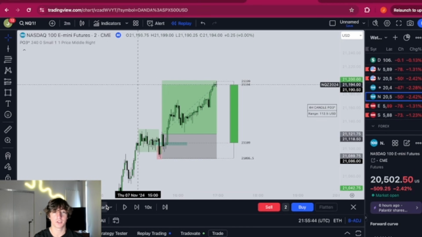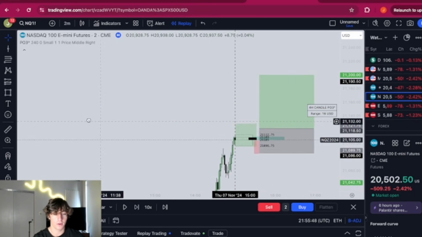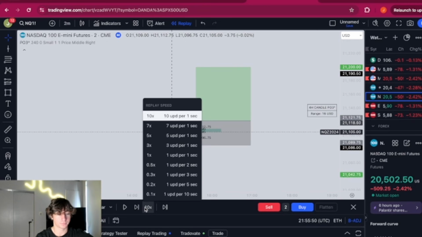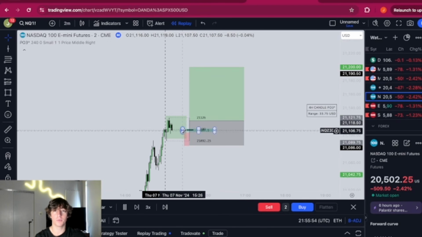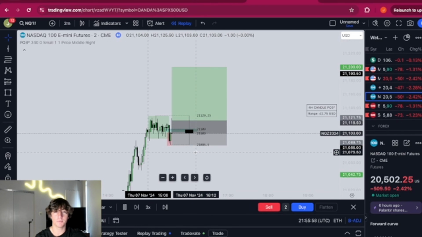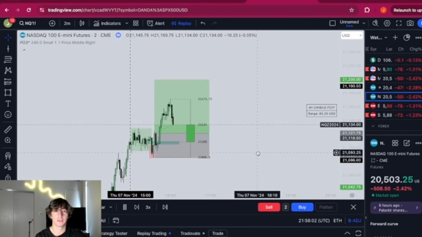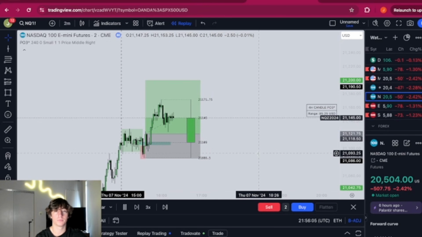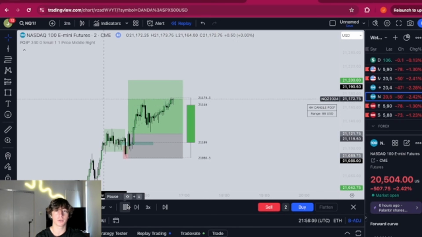So let's kind of just play this out so you guys can get an idea of how this candle moves. Let's play it in 3 times speed. So we open, we accumulate, then we manipulate, creating that low, and then we distribute. And we'll watch this ride to its target real quick.